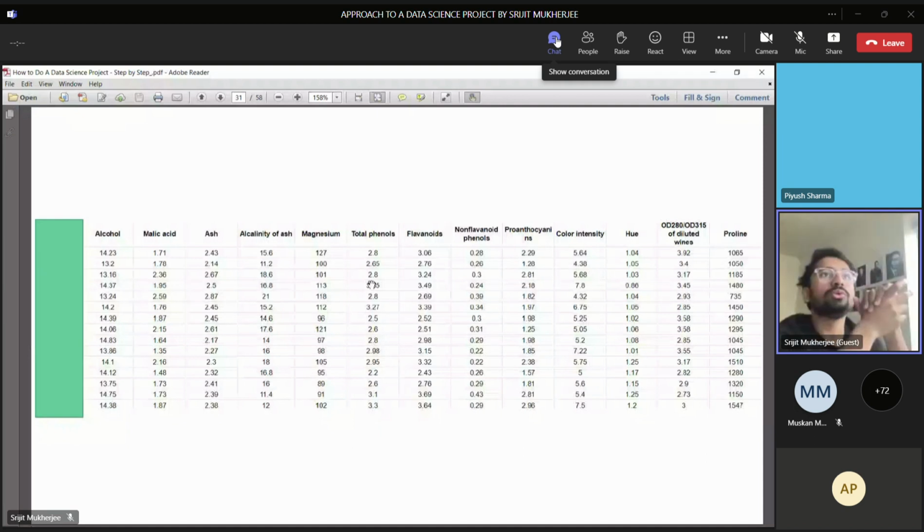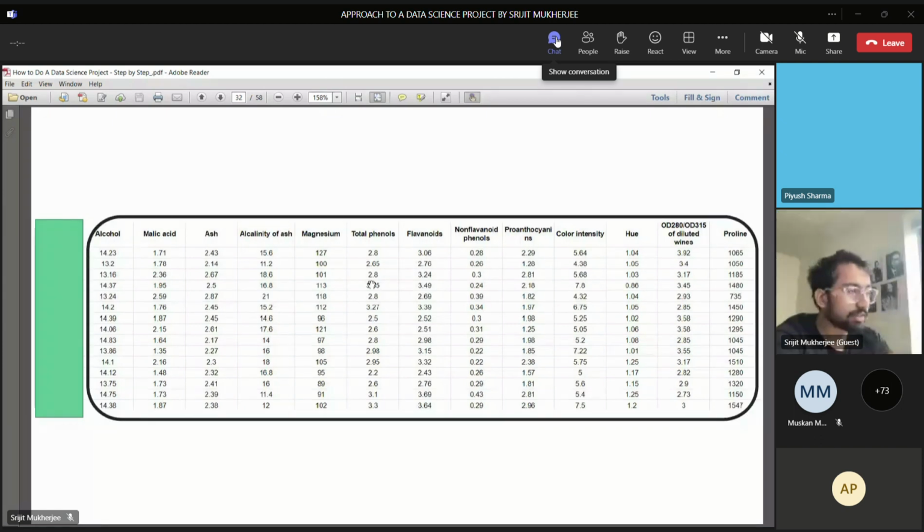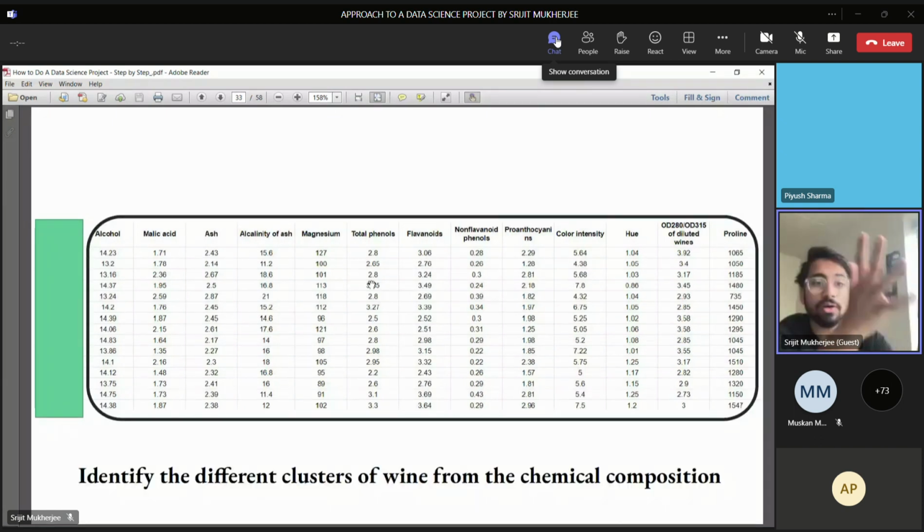So the problem leads to finding similar wines, because the same type of wine will tend to have the same type of chemical composition. You will find that similar types of wines are clustering together, behaving the same way, and you are doing it without any knowledge of the response or the type of wine. This is exactly the problem of unsupervised learning. The difference between supervised and unsupervised learning is only in what the data set is and what the goal is. You identify the different clusters of wine from the chemical composition.